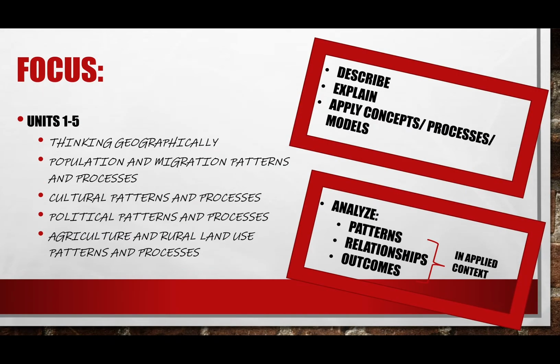The focus, guys, and I know that I mentioned this earlier, is going to be units 1 through 5. So that's going to include thinking geographically, population and migration patterns and processes. So unit 1, unit 2, unit 3 is culture. 4 is political patterns and processes, and I know that that one's a little more difficult. And then you have agriculture and rural land use patterns and processes. So that should be relatively fresh in your mind.